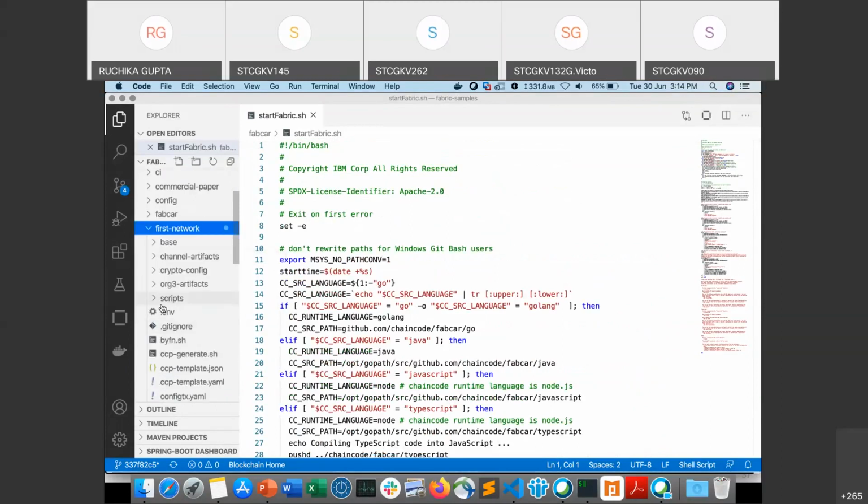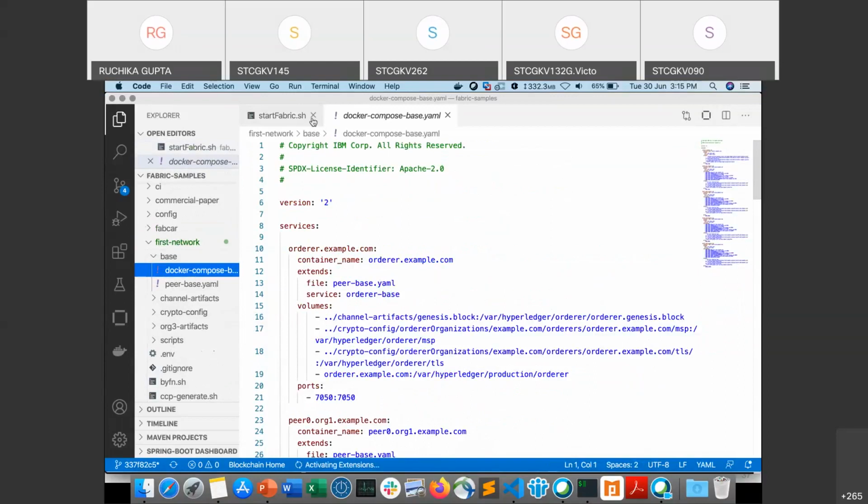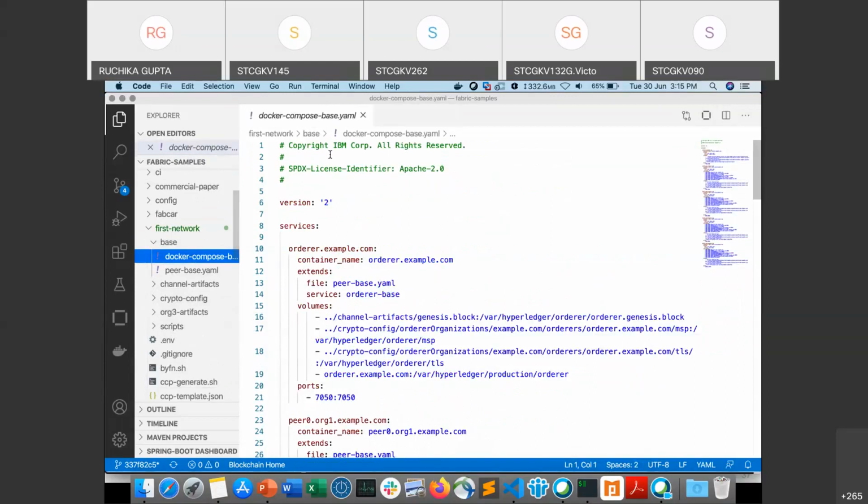So as I said, when you're bringing up your network, how do you define your network? What would your network look like? There are files available where you define it. There's something called a Docker Compose file. As I said, Hyperledger Fabric is implemented relying on Docker, and all the different entities which get created for the Fabric are Docker containers only.